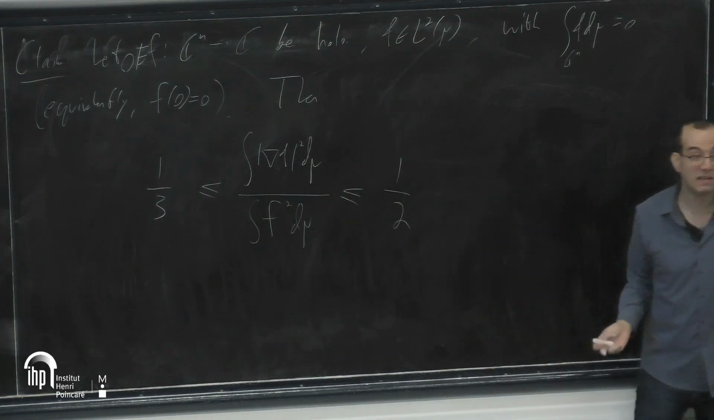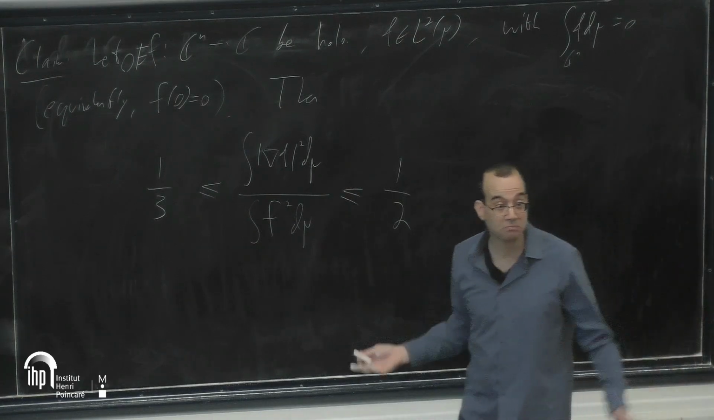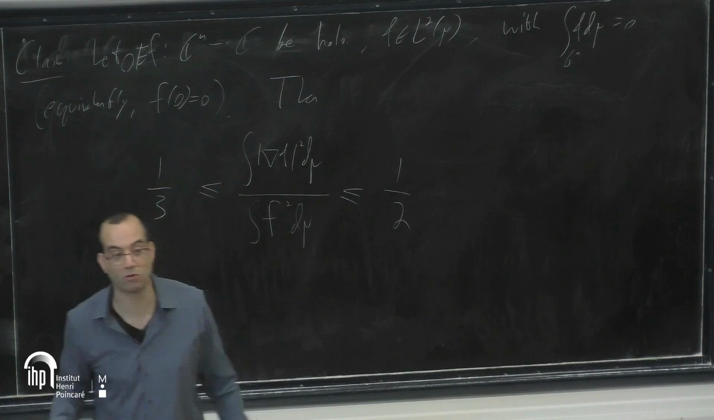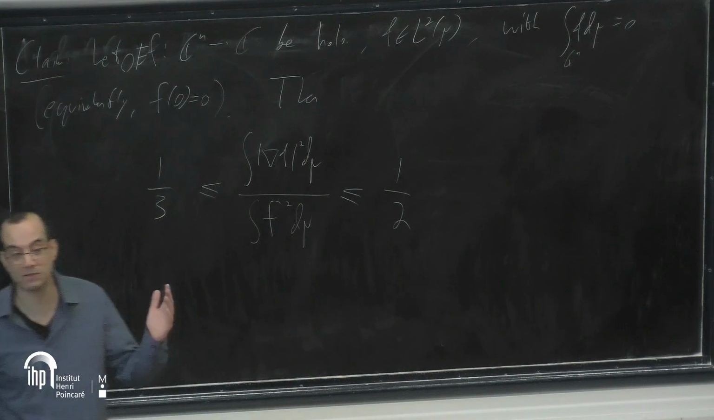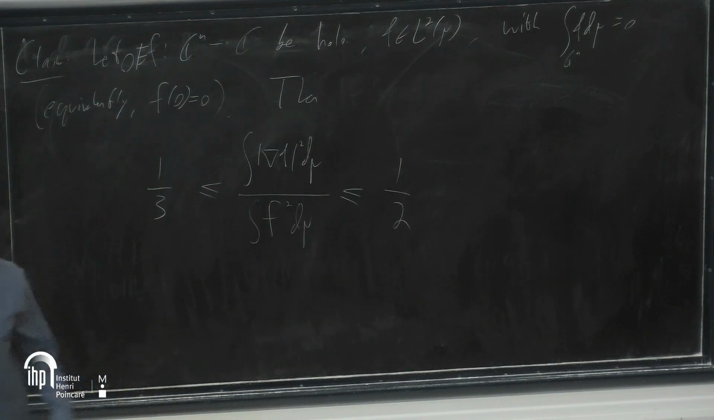Okay, so there are many, many functions that nearly saturate. They could be far away from all low degree polynomials. It could be orthogonal to all polynomials of degree at most 1,000. Okay, so let's explain.